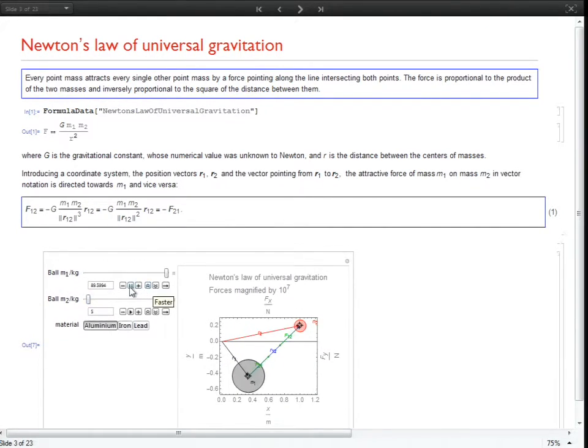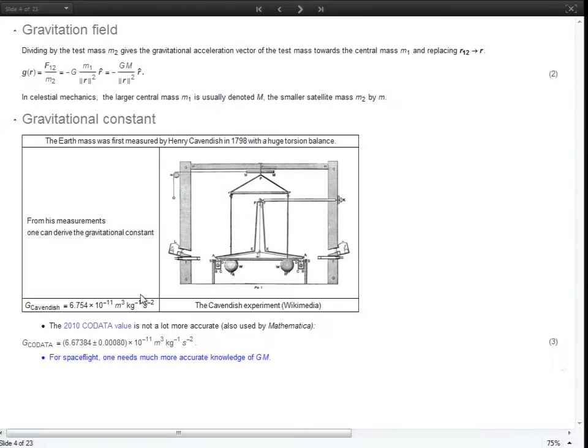So, okay, this is classics, and the next step is, instead of the force, we usually look at the gravitation field. The gravitation field vector is obtained from the force vector by dividing by the test mass, which is in this case m2, and then you get this formula. In celestial mechanics, usually the masses are denoted by capital M for the center mass and small m for the satellite mass. And we just use bold R for the distance vector.